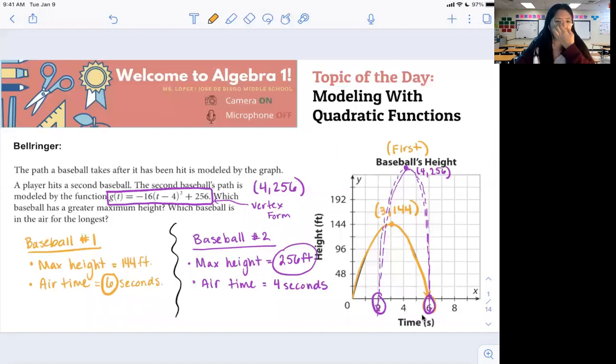So for the total time that it's in the air, you always have to look at where it started. If it started at 0, then you can count from 0. But if it started a little bit later, you have to count from that point. You can think of it as this is my start time and this was my stop time. Any questions on this problem?